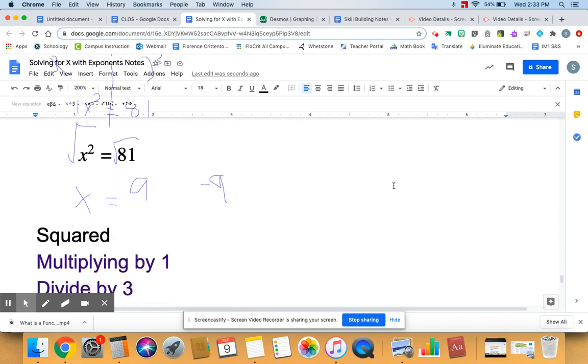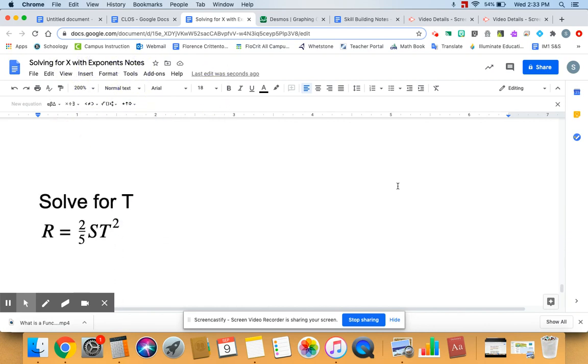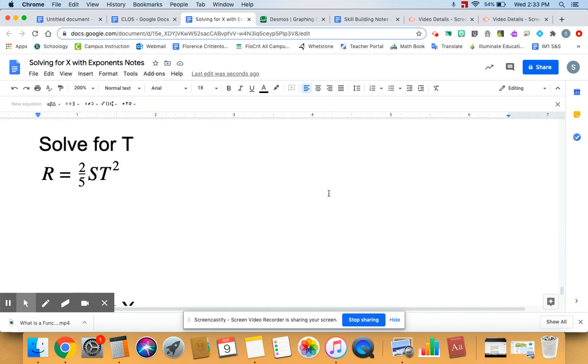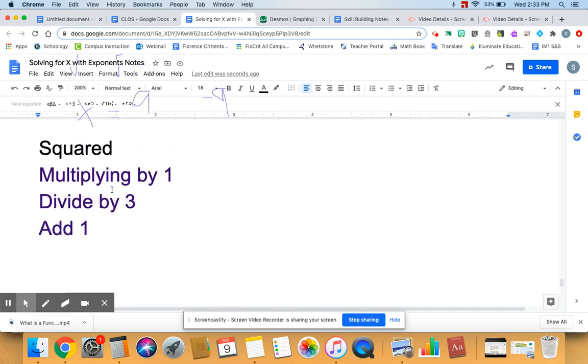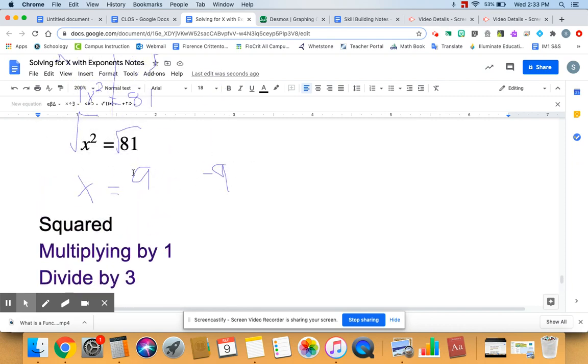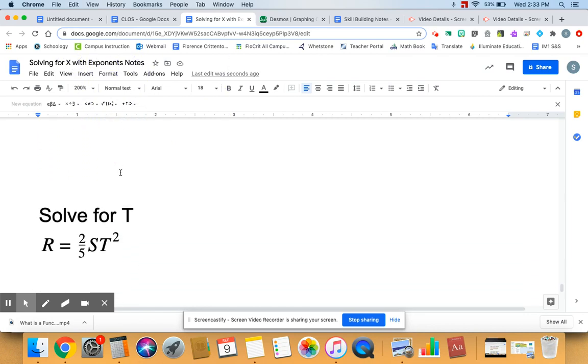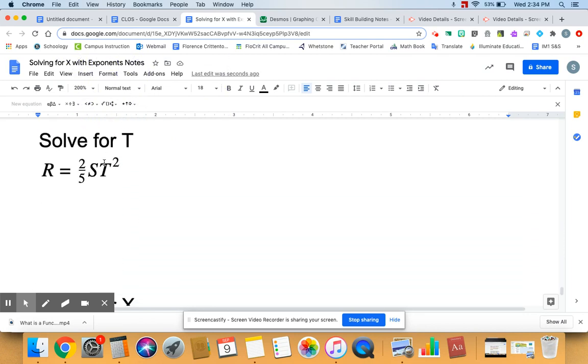So that's how you solve for x with exponents. They do like to make it a little harder, where they make a lot of them letters. And so you're not going to end up having a number solution like this. So I need to show you a couple of those. This one wants us to solve for t. So t is the one we need to get all alone.